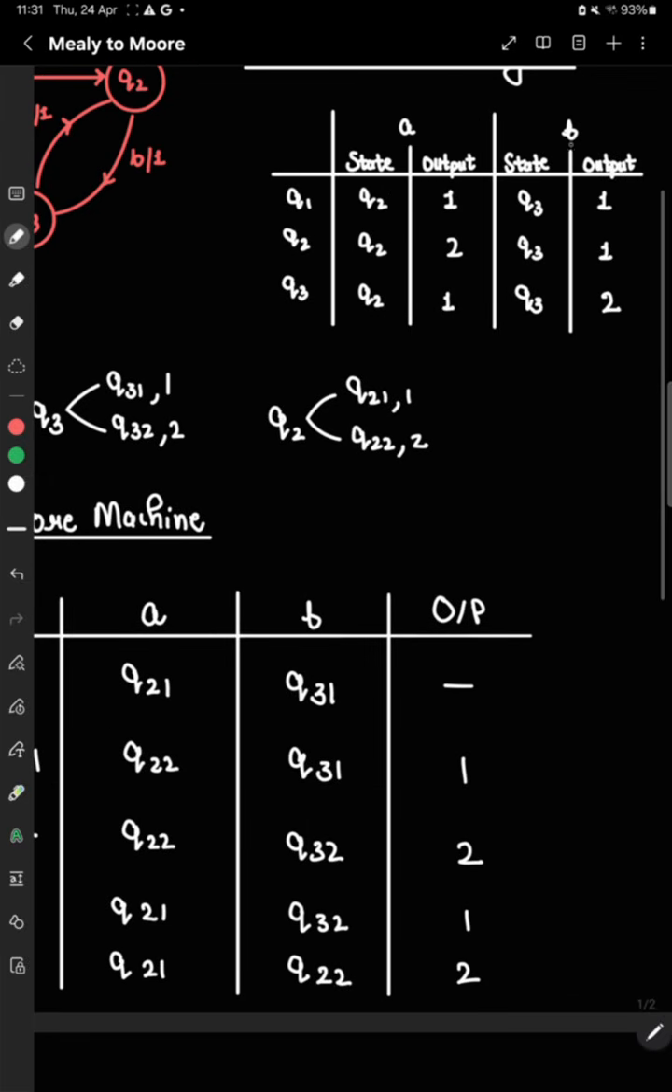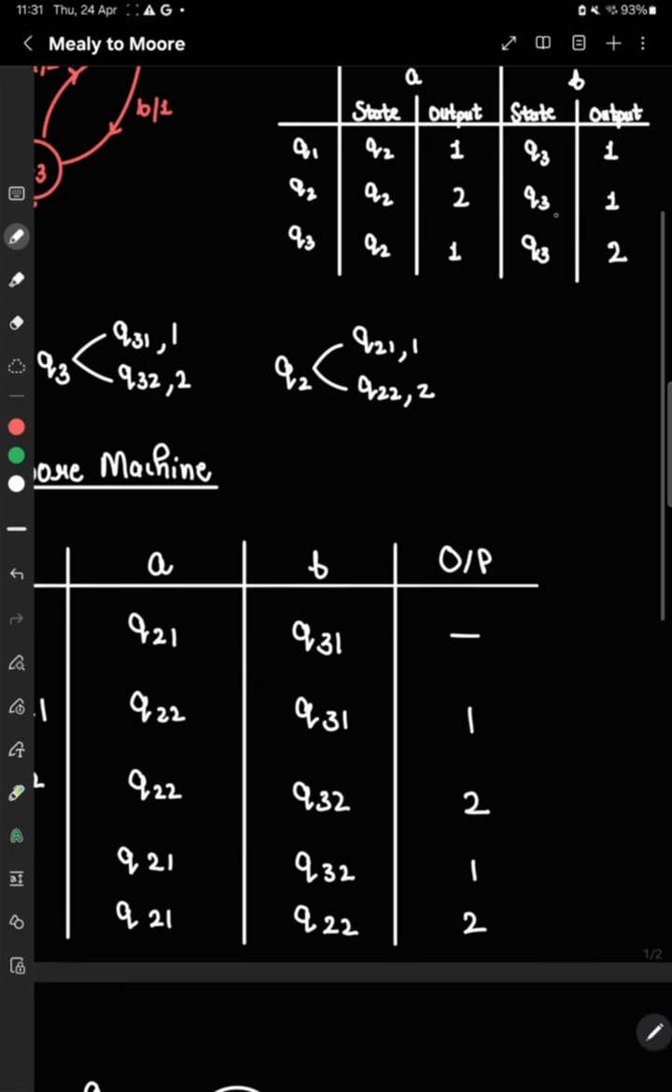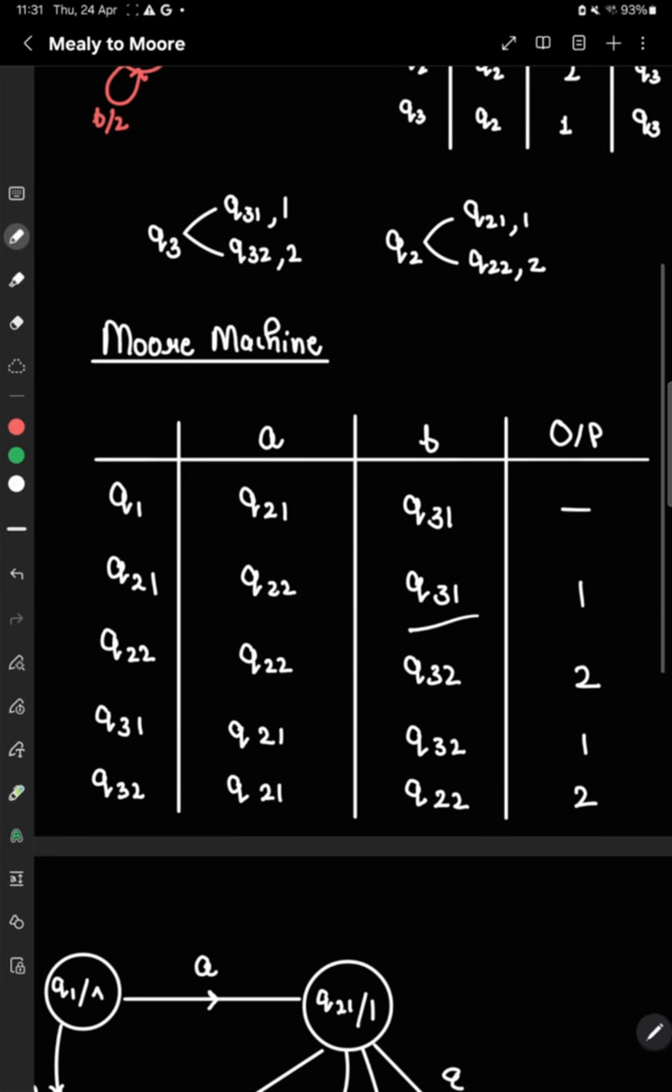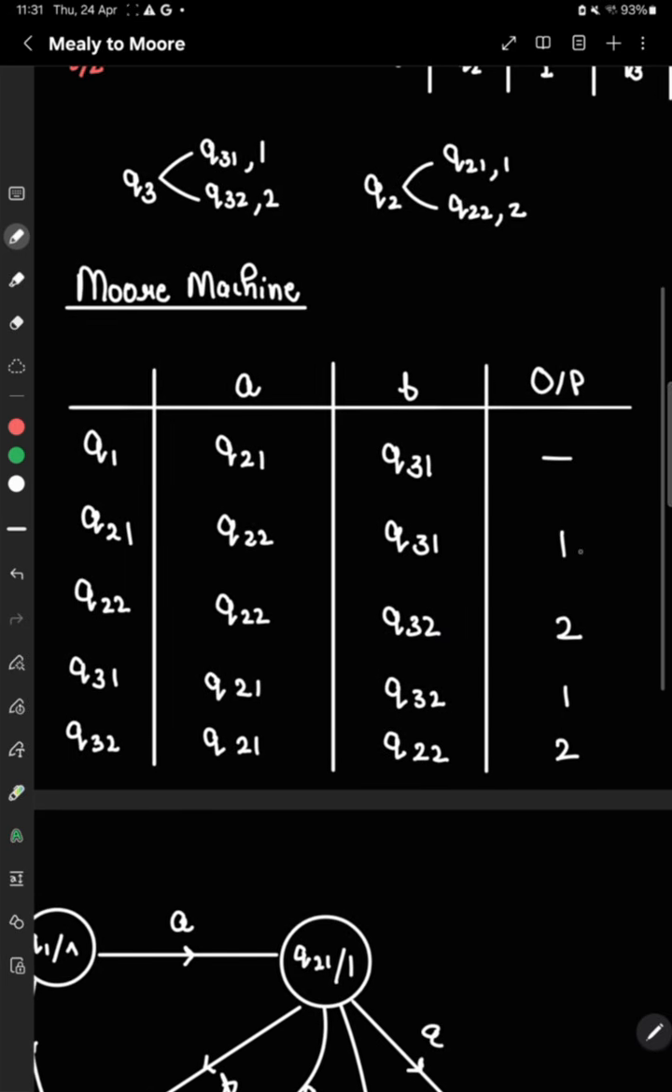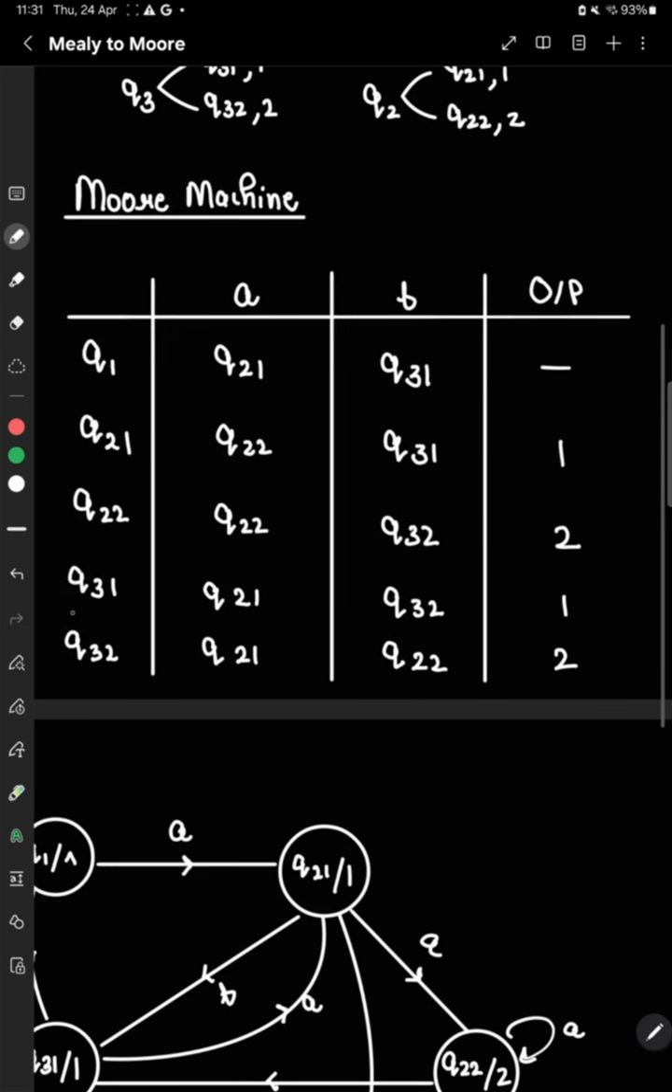Similarly, for B we go to Q3, which gives the output 1, so we will write Q31. So we have written Q31 over here. Similarly, now we will do it for Q22, but the difference between Q21 and Q22 will be the output, which is 1 in Q21 and 2 in Q22. And using the same procedure, we can find Q31 and Q32 as well.